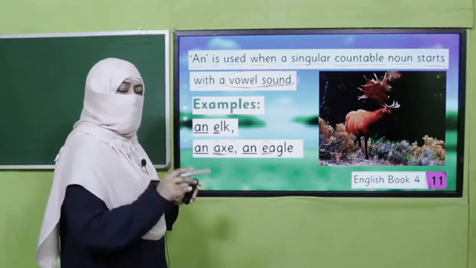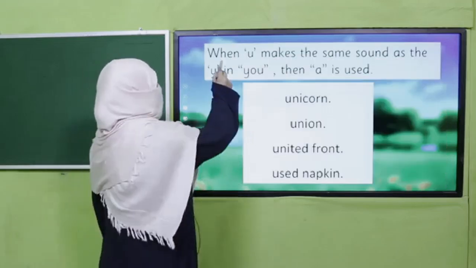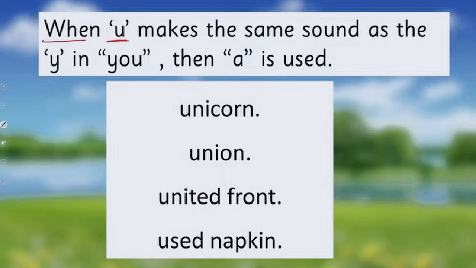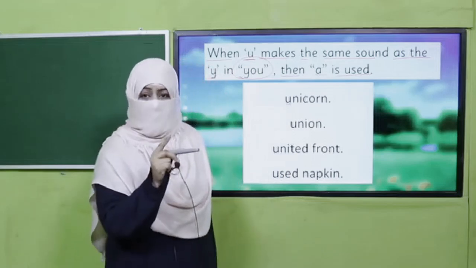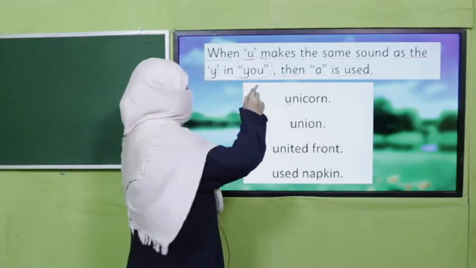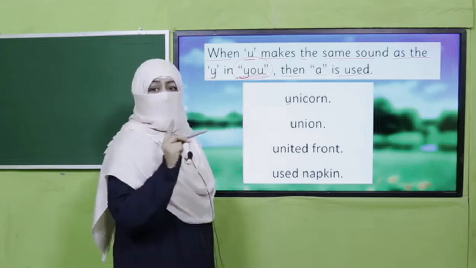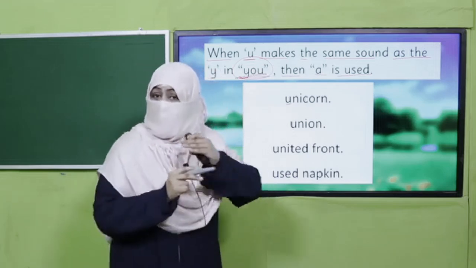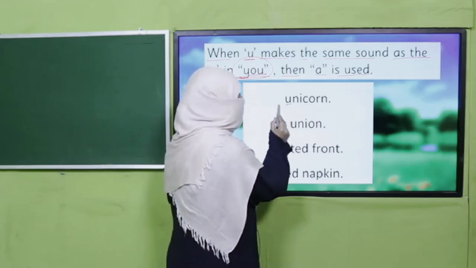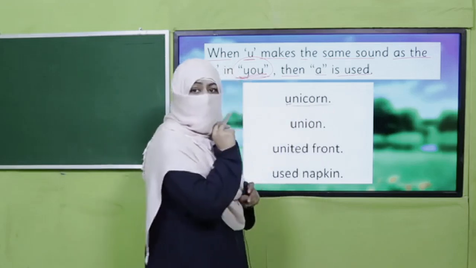One thing which I'm going to add is here, when this vowel U makes the same sound as the Y in U, then A is used. Whenever you find letter U in the beginning of a word, you will pronounce it. If it sounds like U, then don't say AN, because I told you it's a vowel sound, it's not a vowel letter. So U is there, but when we say this word, it becomes unicorn.